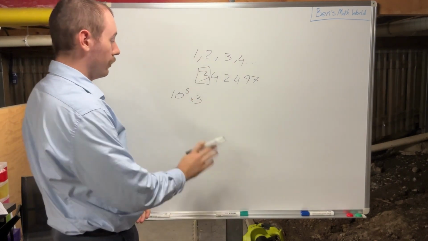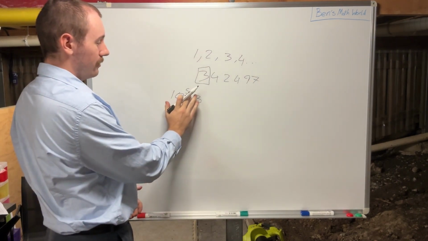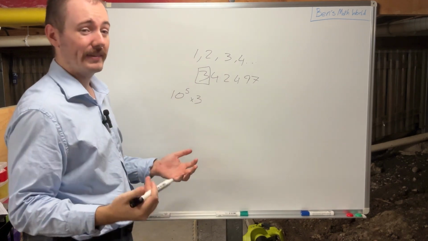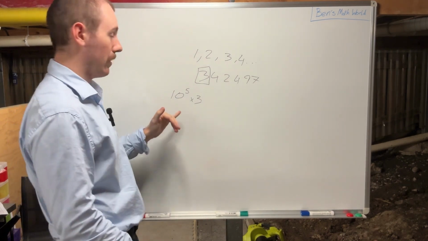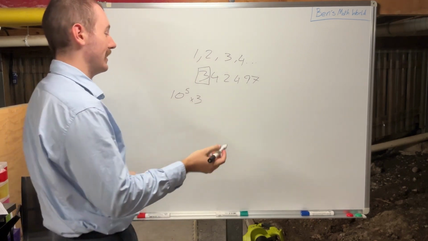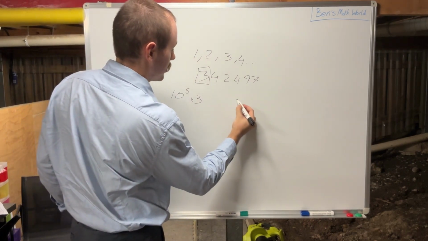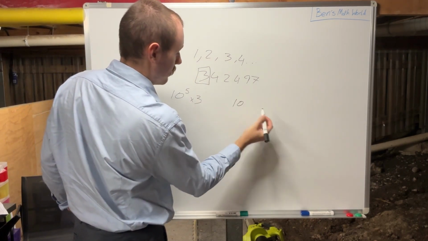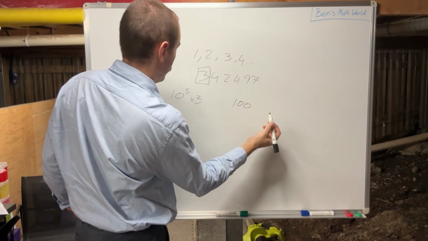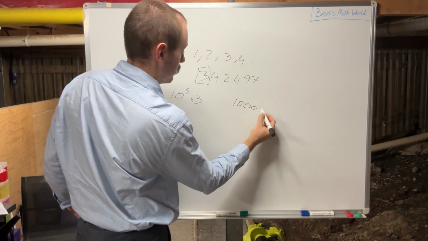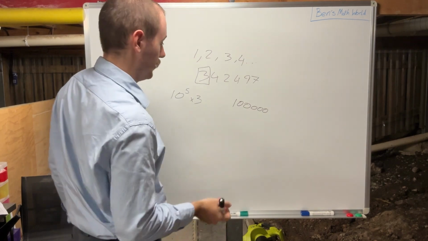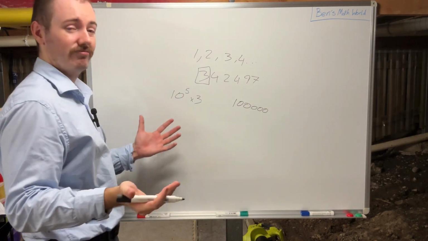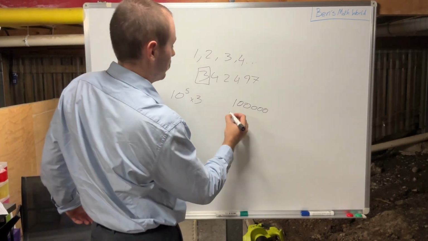Just quickly, if you didn't know it already, this 10 to the power of 5 means 10 times by itself 5 times. And when we do that with a 10, it's a really nice number because it will just be 10 and then we'll have 5 zeros, sorry, we'll just have 5 zeros. That's just 10 times 10 times 10 times 10 times 10.